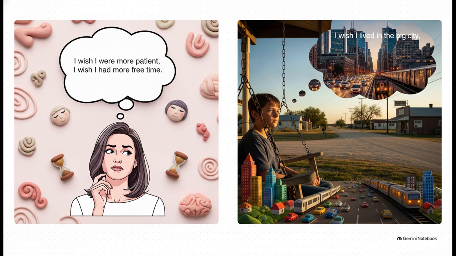But on the other side, think about a young guy in a sleepy little town dreaming of a massive, buzzing city like Sao Paulo. His wish is totally external. I wish I lived in the big city. If you are trying to change a present reality, wish plus past simple is your go-to tool.